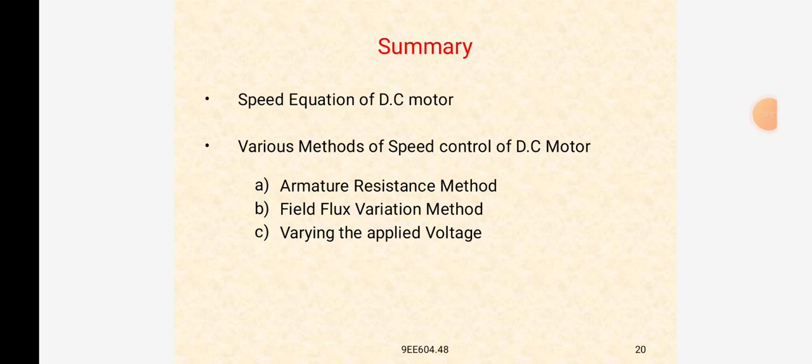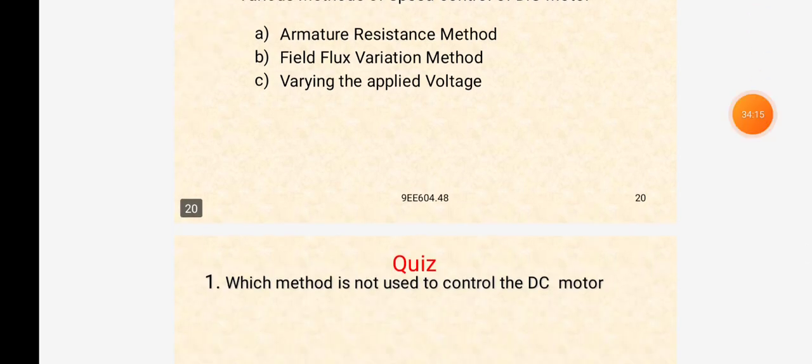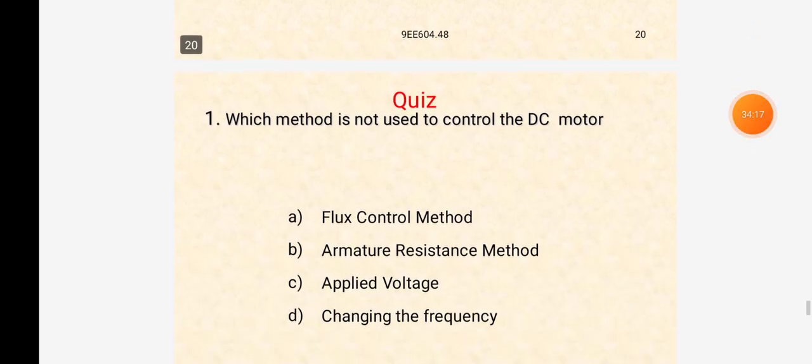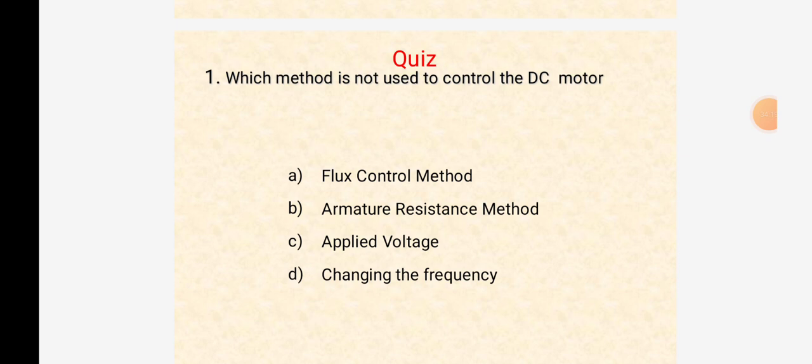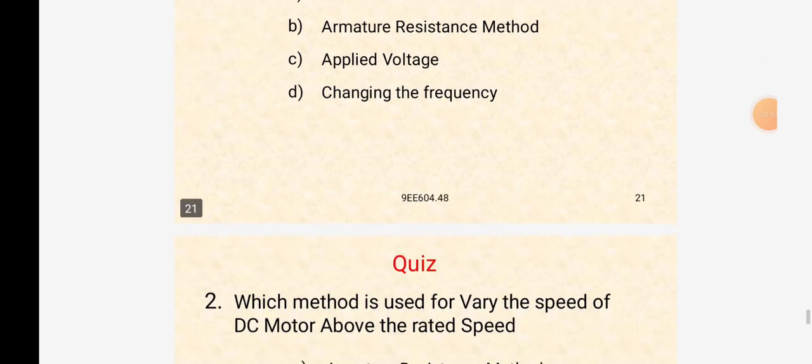So all these points we learnt in today's class, and here we have a few quiz questions. The question is, which method is not used to control the DC motor? Flux control method, armature resistance method, applied voltage method, and changing the frequency method. Answer is D, changing the frequency.